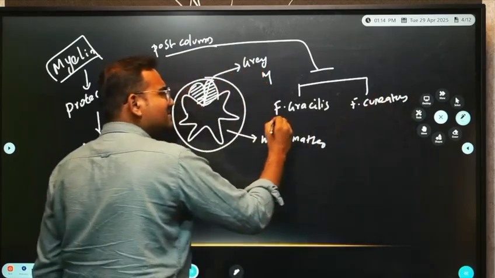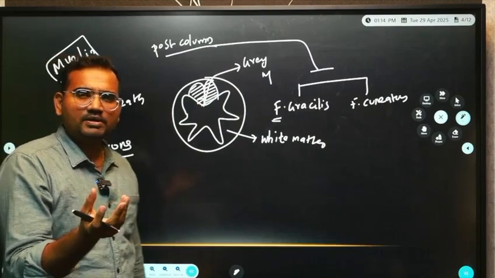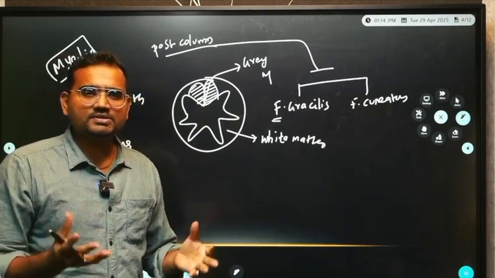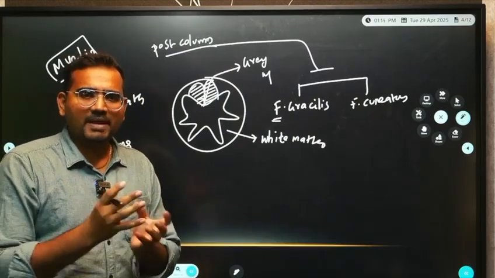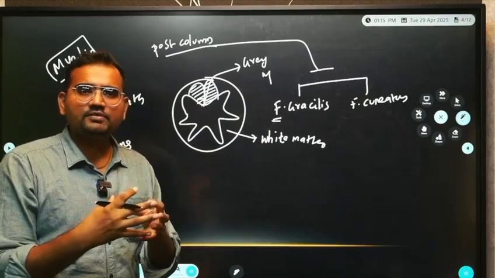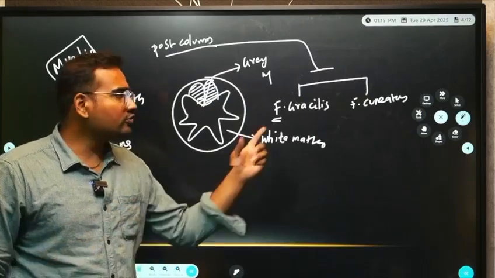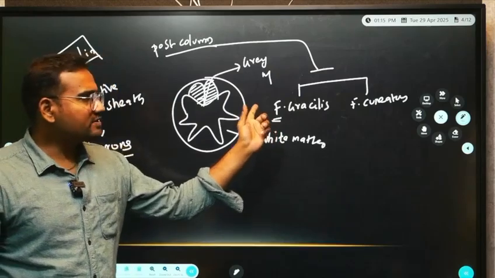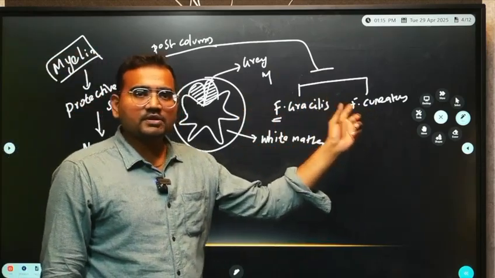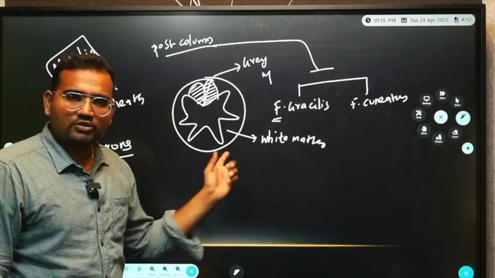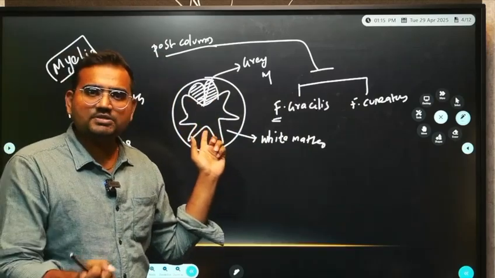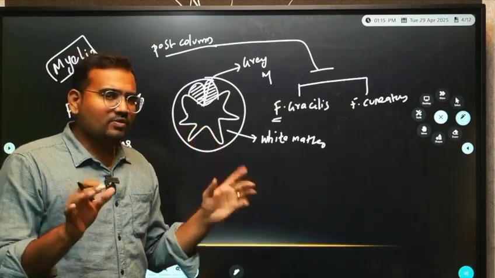What is fasciculus? Fasciculus is nothing but a bundle where the nerves and muscles are packed in. So when I see a packed-in feature of a muscle or a fiber, I'm going to call that a fasciculus. So fasciculus gracilis and fasciculus cuneatus are present in the white matter of the spinal cord. Okay, it has nerves, muscle fibers, and what is the main function?